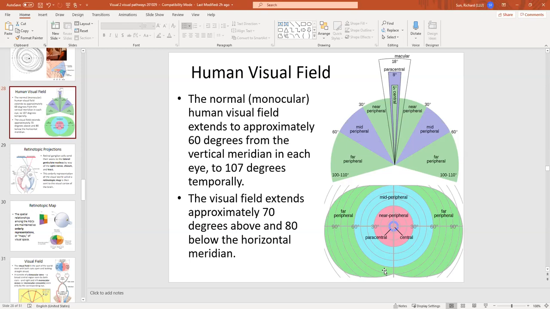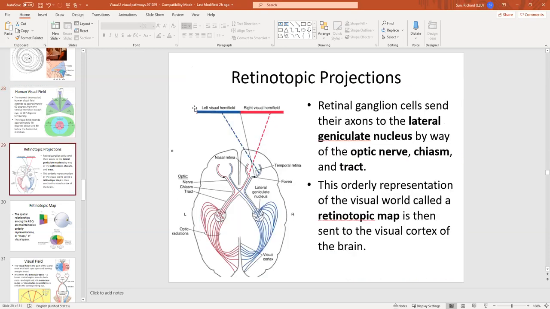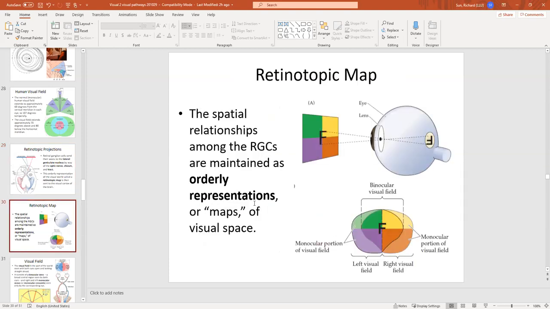It's not like meter, millimeter, centimeter, or inch. It's by the degree, okay? All right, so you have this visual field. Now, this visual field will project into the retina. The way it projects is like this one here. So this is the visual field.